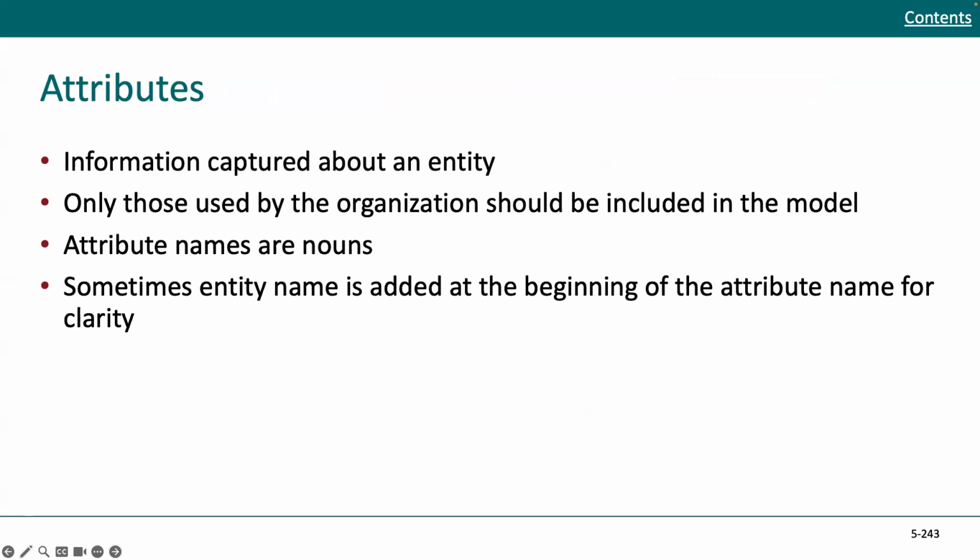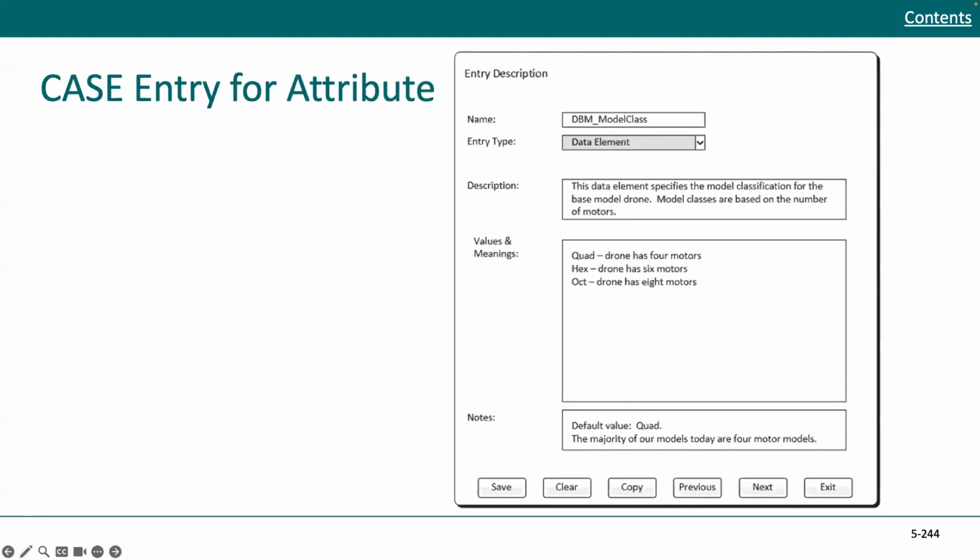Okay, what about the attributes? This is the information that's captured about an entity. Only those used by the organization should be included in the model. Attribute names are nouns, and sometimes entity names are added at the beginning of the attribute name for clarity. Once again, here is another illustration from a CASE tool. You can refer to the textbook for this. This is the entry for an attribute associated with an entity.